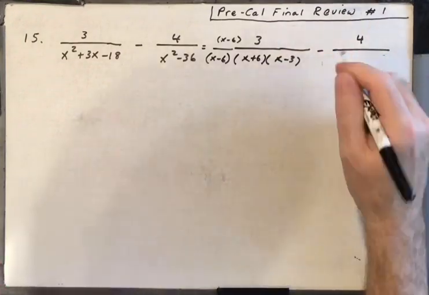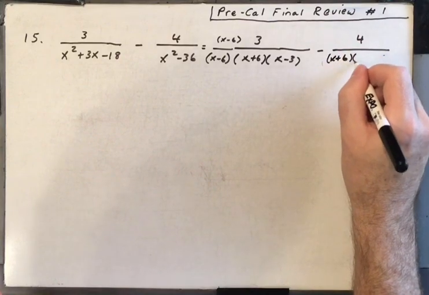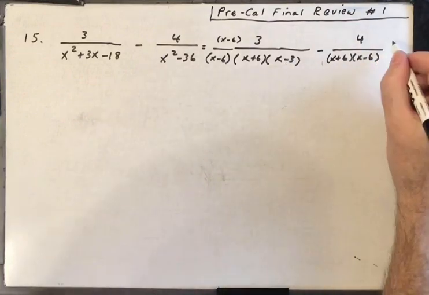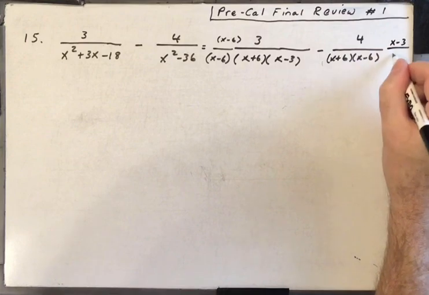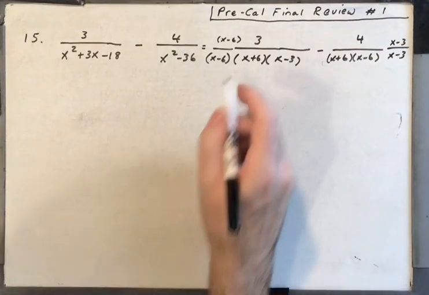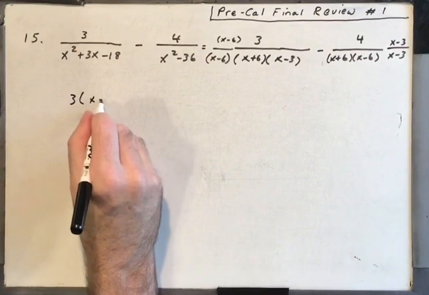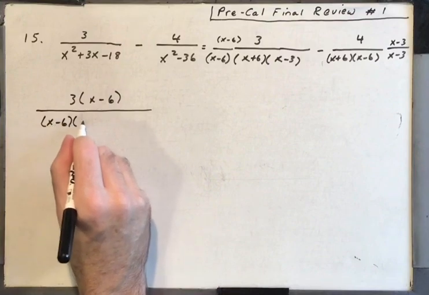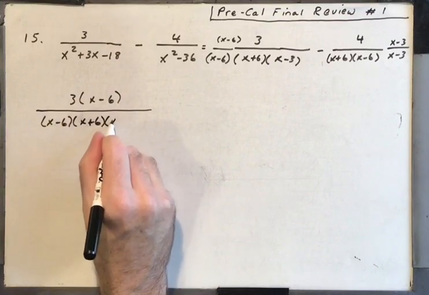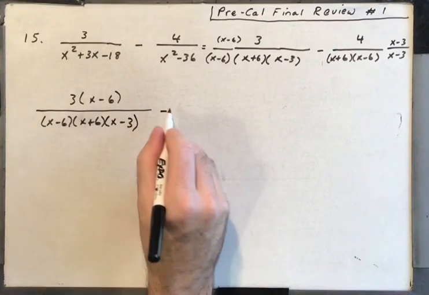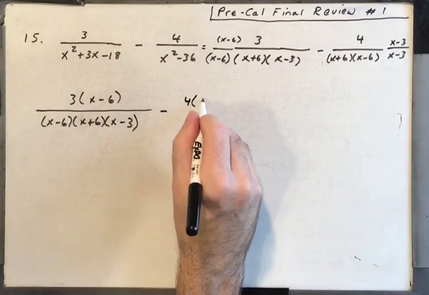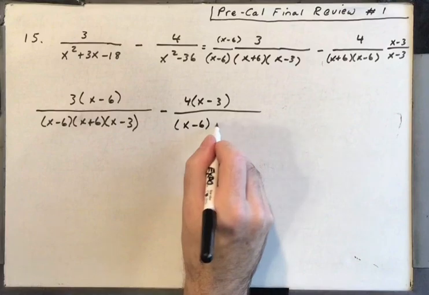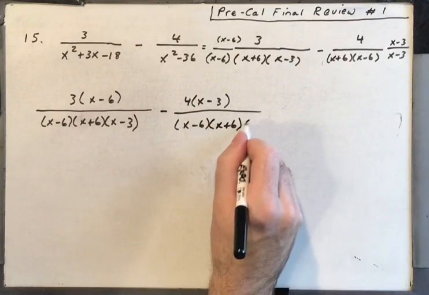All right, I'm going to clean this up a little bit. Give myself a little more space. So it's missing the x minus 3. So let's put it in: x minus 3 over x minus 3. So that's going to be 3 times x minus 6 over x minus 6, x plus 6, x minus 3, minus 4 times x minus 3 over x minus 6, x plus 6, x minus 3.